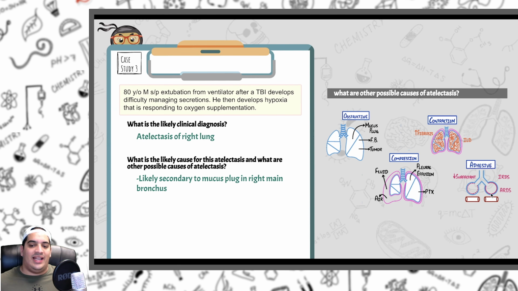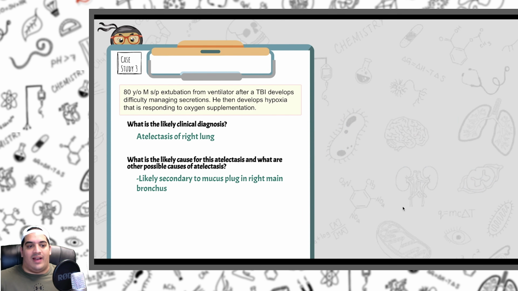It could be due to adhesive, so you have a lack of surfactant in situations of acute respiratory distress syndrome or infant respiratory distress syndrome, and it can also be due to a lot of fibrosis that is causing a contraction or squeezing down of the alveoli in interstitial lung disease. So I'd say these are the two most common though that you're going to see, obstructive and compressive atelectasis. So I'd say this is an obstructive atelectasis.